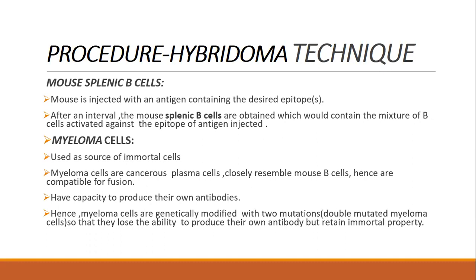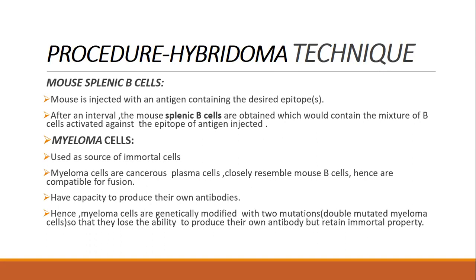We will extract the splenic B cells, and we know that they contain a mixture of B cells which are already activated, meaning stimulated against the epitope of the antigen injected. Now, why do we use myeloma cells? This mouse splenic B cell is all about the B cells. We are activating the B cells with the help of a specific antigen. Then we use myeloma cells. In the hybridoma technique, we use myeloma cells.